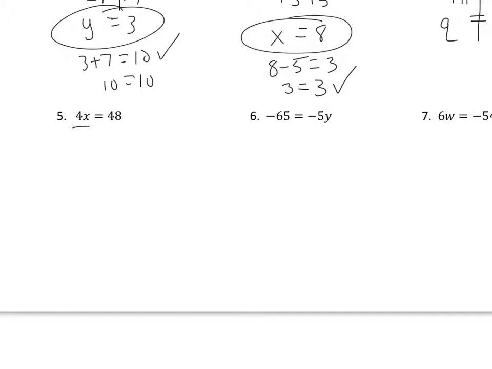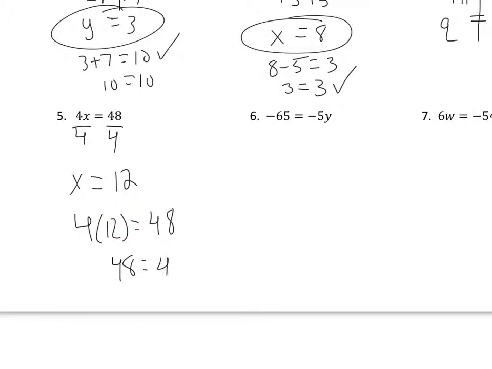So how do you undo multiplication? You divide. Well, 4 divided by 4 is 1, and 48 divided by 4 is 12. And same way to check: 4 times 12 equals 48. See how I copied down the original but substituted in the value I got? And that is true. 48 equals 48, so check.